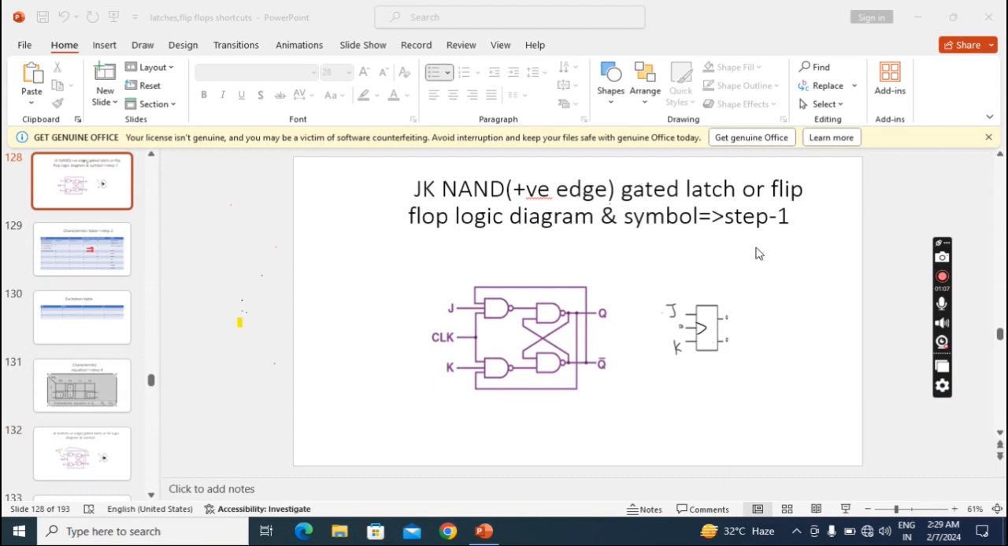In this lecture, we'll discuss racing or race around condition, or why racing occurs in JK flip-flop. Take this logic diagram. If we remove these two feedback connections from output to gated part input, it will become an SR latch or SR flip-flop. To avoid the invalid condition in SR latch, we connected this feedback. So the invalid condition is overcome, but because of this, racing happened. Racing means multiple toggles.